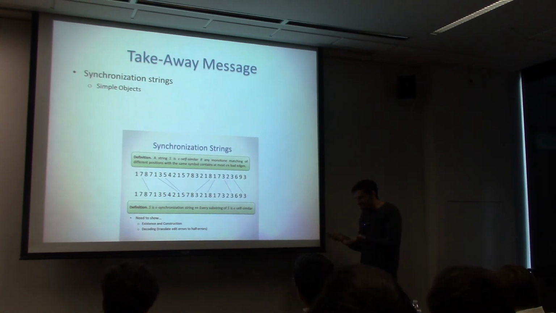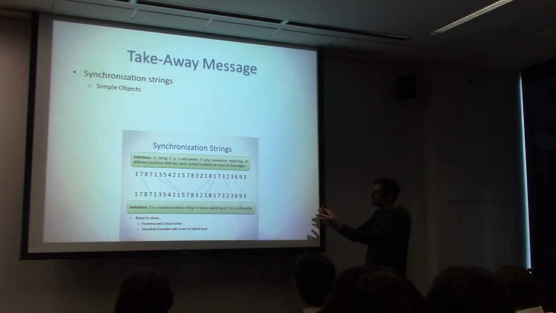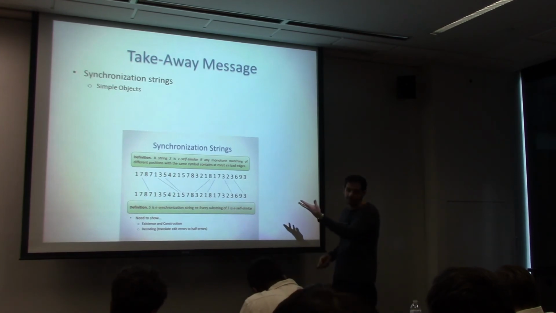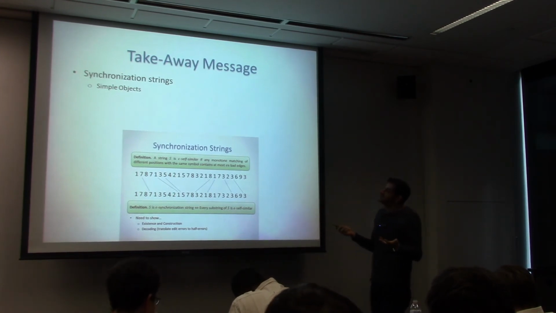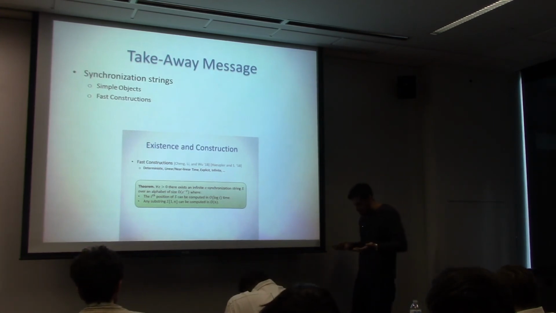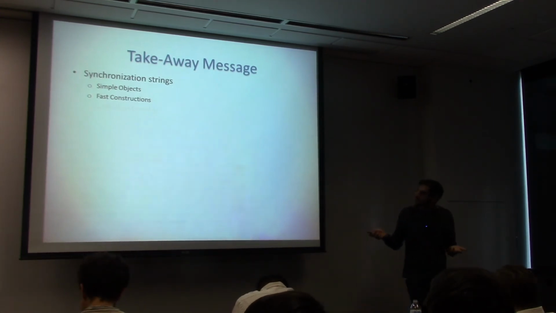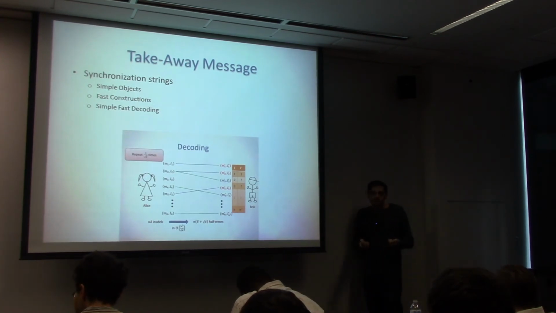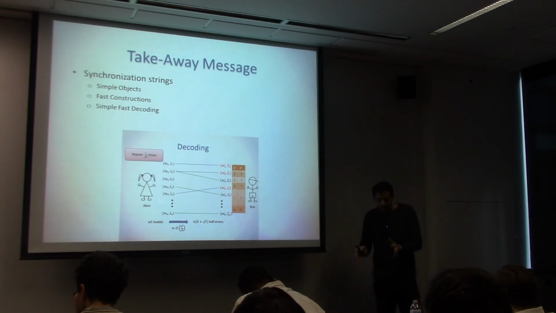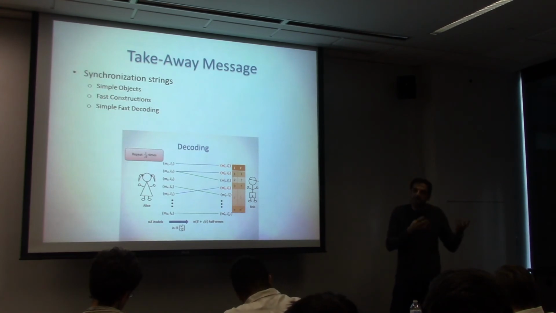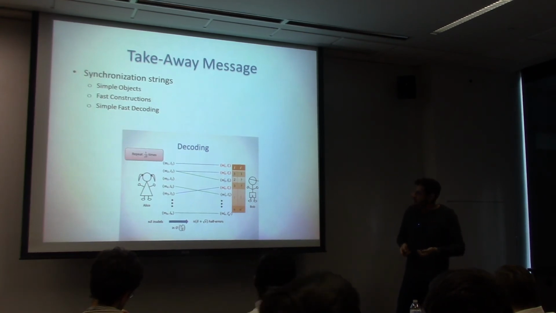What I did today, I introduced synchronization strings. They have this very simple, easy to define property. They're very simple objects. I showed that you can construct them in a fast fashion. They do exist. And I showed that a fairly simple decoding algorithm would give you a translation of k insertions and deletions into almost the same number, k plus epsilon n, of half errors.